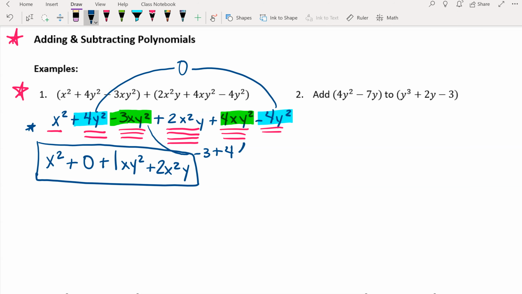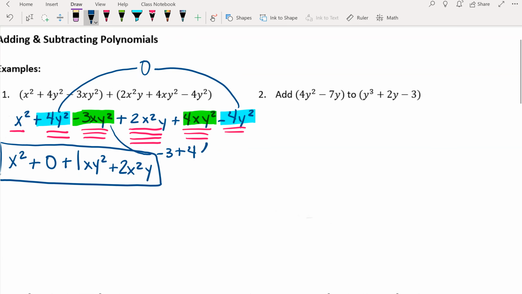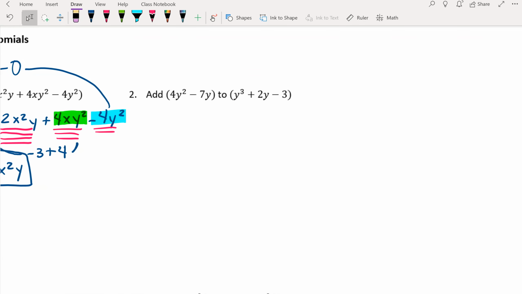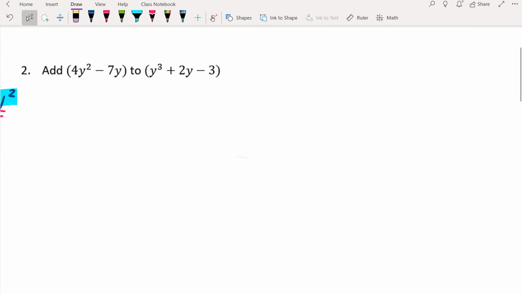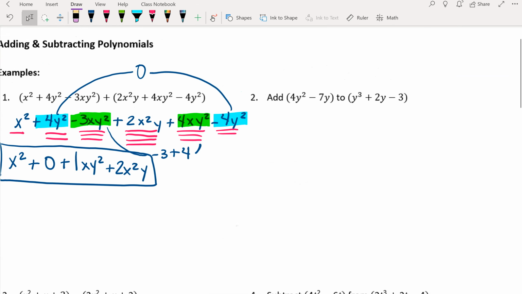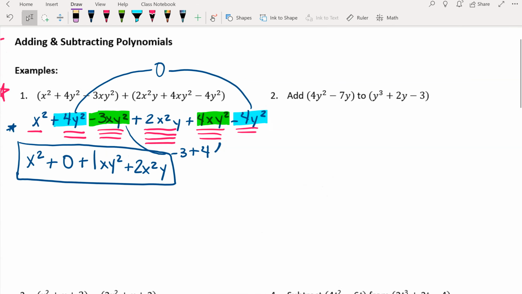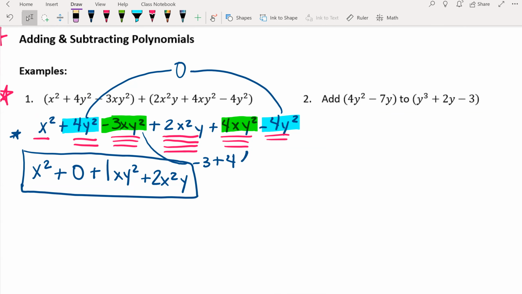Okay, let's move on to the next one. I'm going to do this a little bit faster, just because the first example I always go a little bit slower through. Now we're on the second one. All right, so add 4y squared minus 7y. I'll keep this one up as an example for y'all if you're still writing notes on it. Add 4y squared minus 7y to y cubed plus 2y minus 3. So get this example down in your notes.